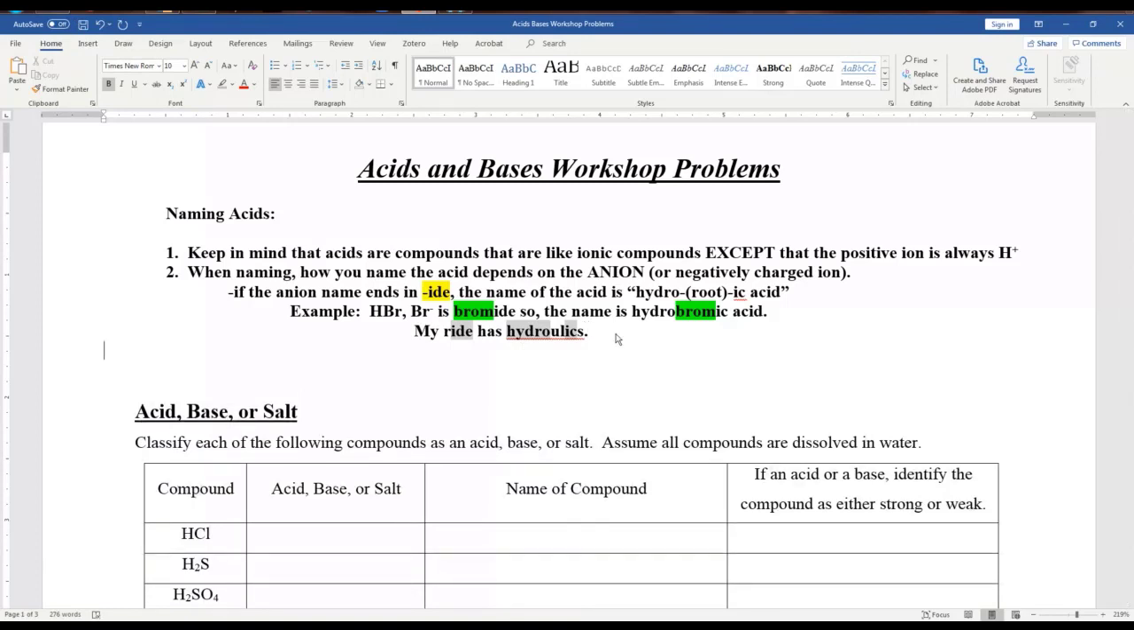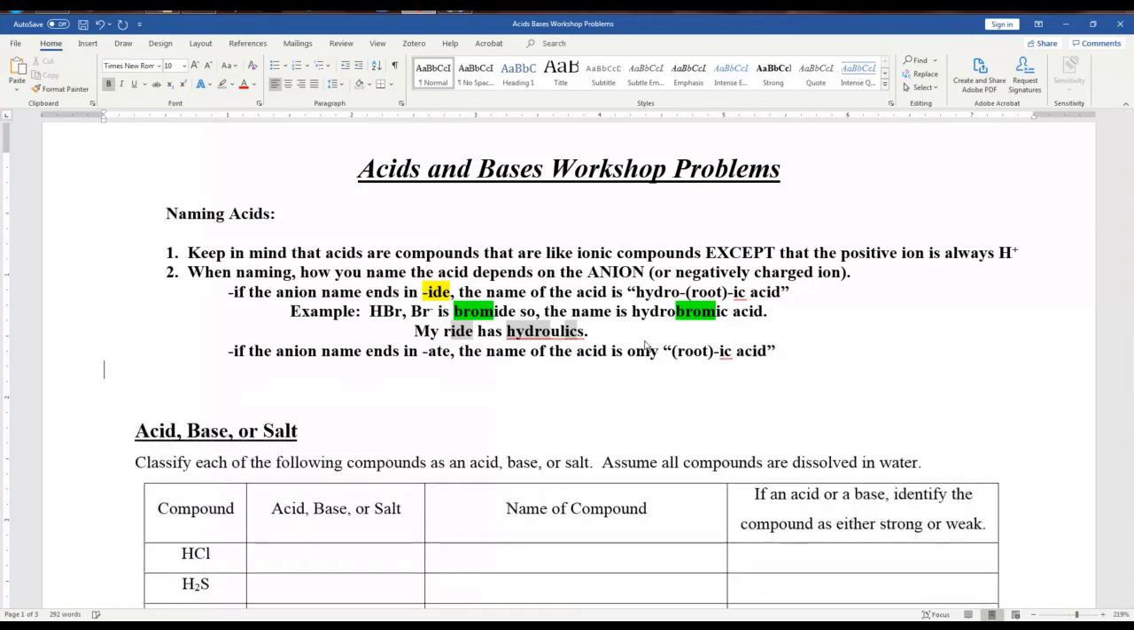Now for the other type of naming, if the anion name ends in ATE, the name of the acid is only the root part of it with an IC, and then acid. So let's do an example.